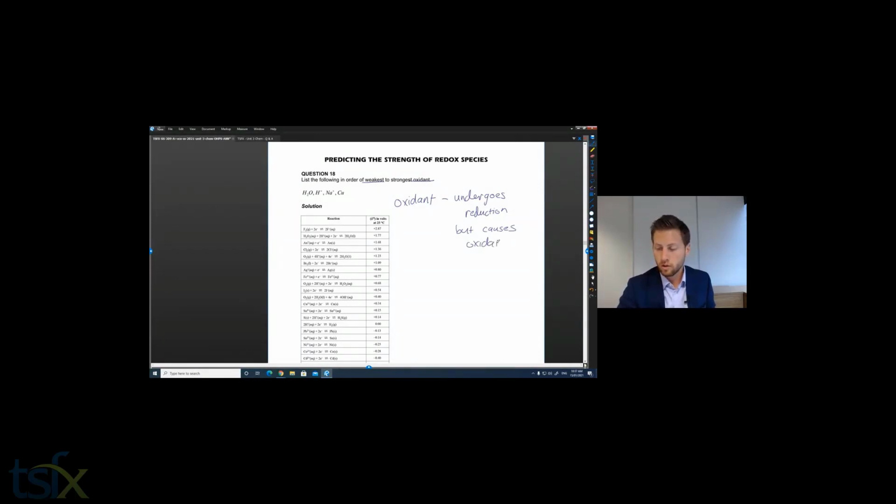So write out the term. We might have only just seen the term, or just be familiarizing ourselves with the term here. Write out the term, and then from there, we're going to look at which of these would be the strongest oxidant, so best able to undergo reduction.